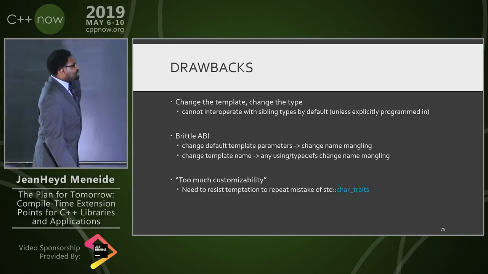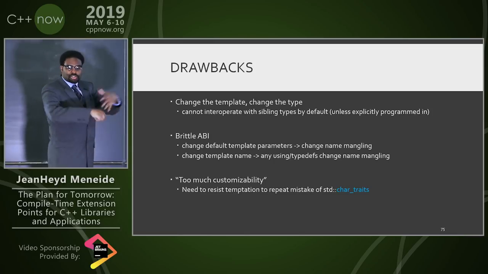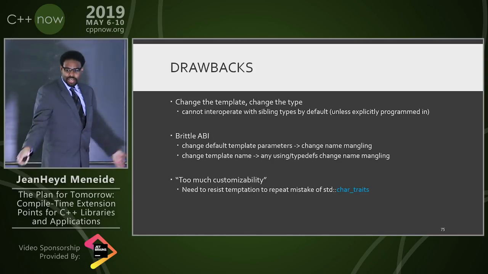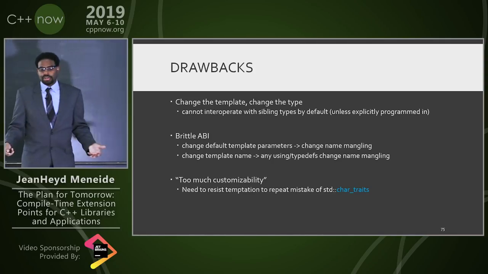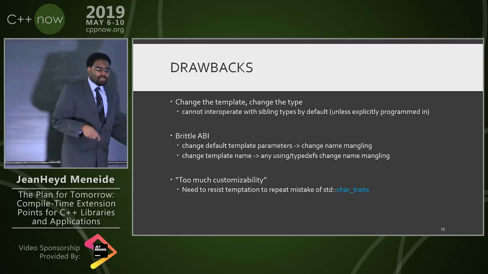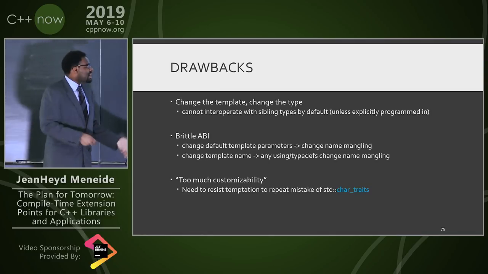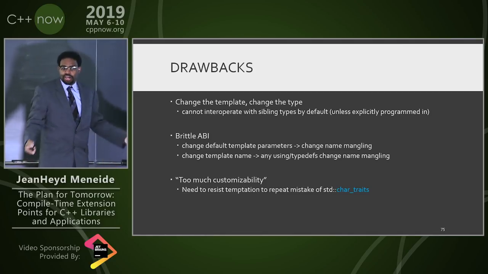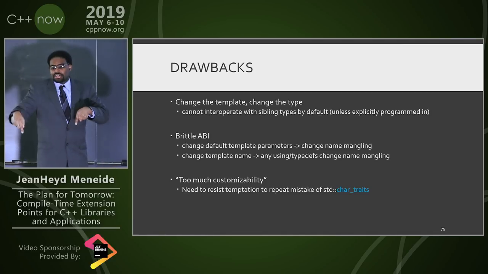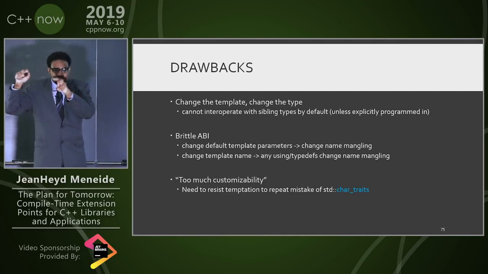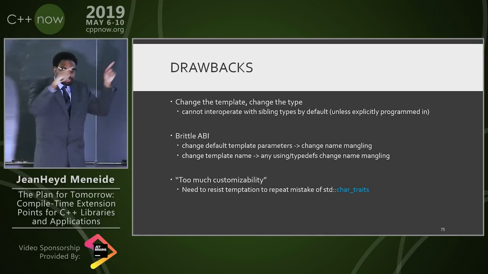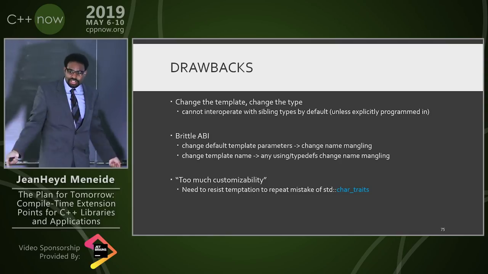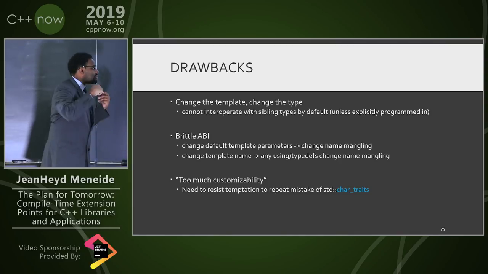Here are some drawbacks. We had to introduce a whole new suite of types into the standard called PMR, everything under the PMR namespace. PMR allocator, PMR string, PMR vector, because every time you change the allocator, every time you change the traits, every time you change this or that, you change the type, which means you can't pass the same function anymore, right? Unless somebody explicitly programs in a conversion from this other string type with a different allocator to this string type with the different allocator, right? You don't get that interoperability anymore. All of that gets tossed out the window, right?